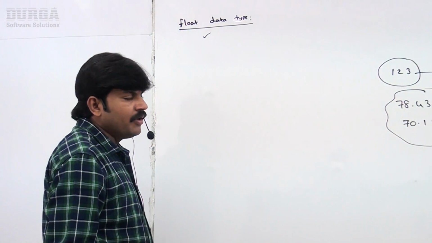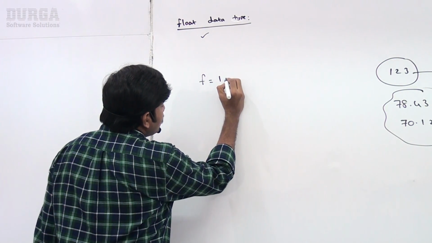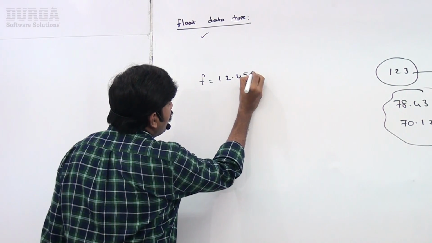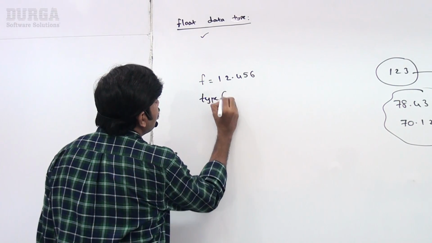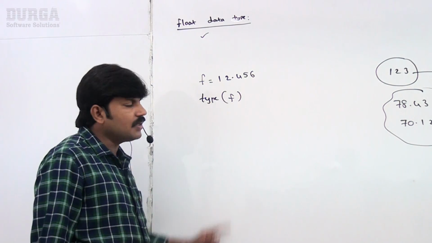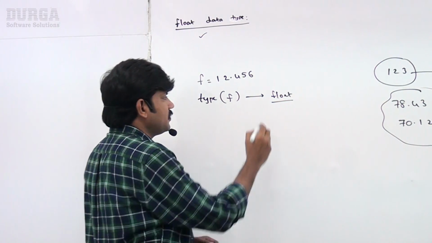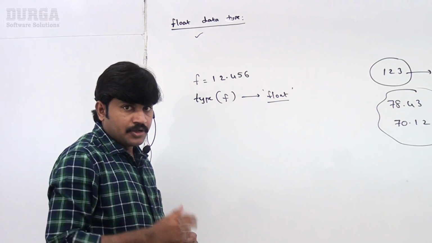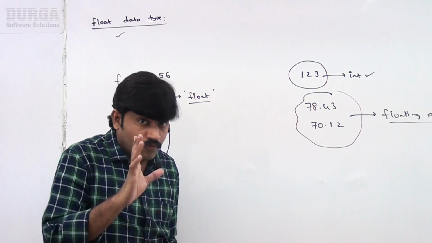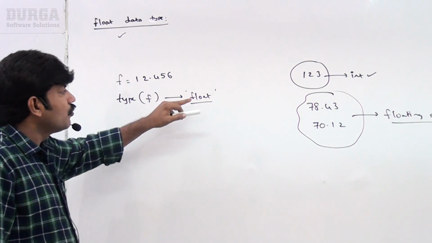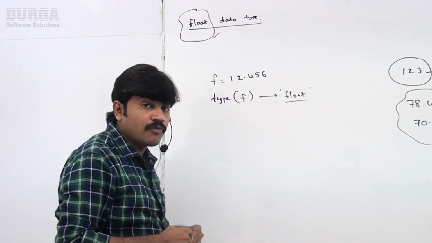Remember this one. Now I'm taking f is equal to 112.456. Can you please spell out what is the type of f? If I print the type of f, I will get float. Observe, this is the float type. So what is a floating point number? A number with a decimal point is called a floating point number. To represent floating point numbers, the data type we have in Python is the float data type.